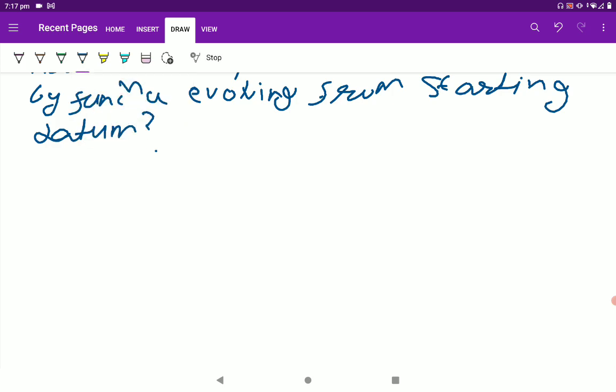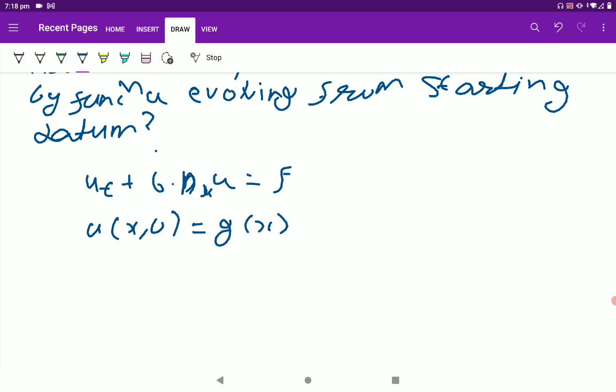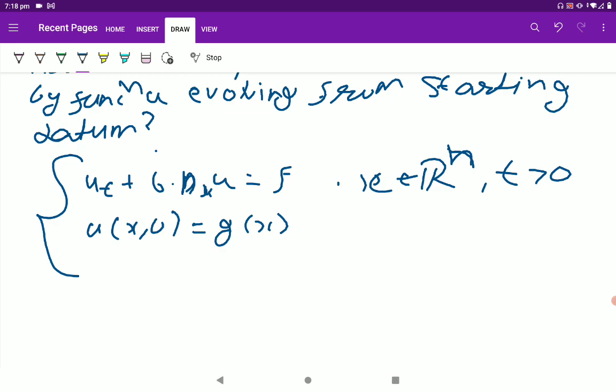So we have to solve this equation, that is ut plus b dot dxu equal to f, and the second condition is u of x, 0 equal to g of x. So basically, you have to solve this initial value problem, and here x is an element of the Euclidean space, t is greater than 0, and x is an element of the n-dimensional Euclidean space.